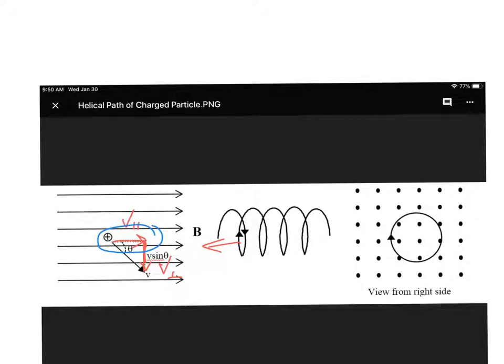So it still continues to move left to right in this view right here, but because of this component of perpendicular velocity, it's also going to have a circular motion in that plane. So it turns out that's like a corkscrew or a helical path. It continues to move this way while moving in a circle because of the perpendicular component of velocity. So when you've got a velocity component perpendicular to the B field, you're going to have that helical motion.